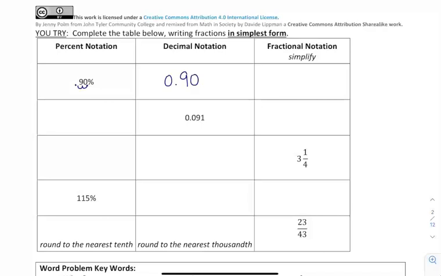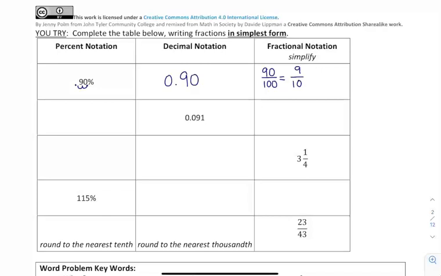To do as a fraction, the simplest thing to do is to take your percent over 100 and then reduce this. You can take the 90 and the 100 and divide both of those by 10. 90 divided by 10 is 9. 100 divided by 10 is 10. And 9 and 10, you can't simplify any further. They can't be divided by any of the shared numbers, so we're finished with that simplification.